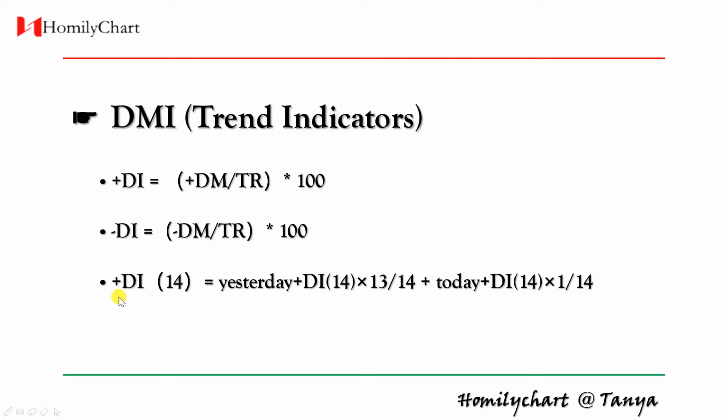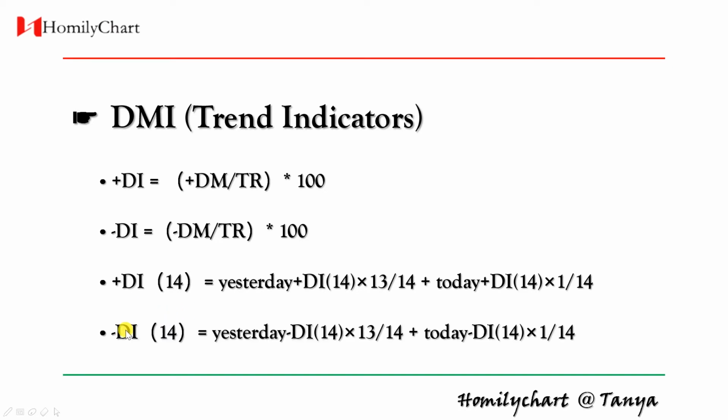After that, we need to calculate the 14 days moving average of DI. First, we need to calculate the plus DI 14 days. The formula is like this: 14 DI average. And we calculate minus DI 14 the same. We use minus DI the 14 days. So this is average plus DI within 14 days. This is minus DI within 14 days.